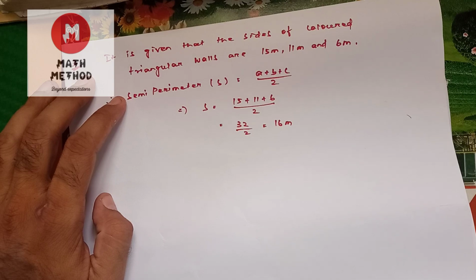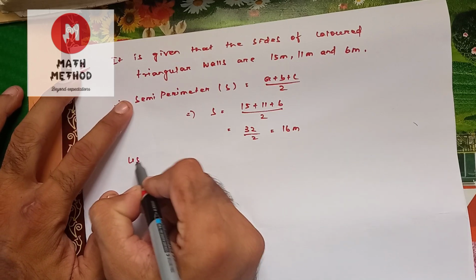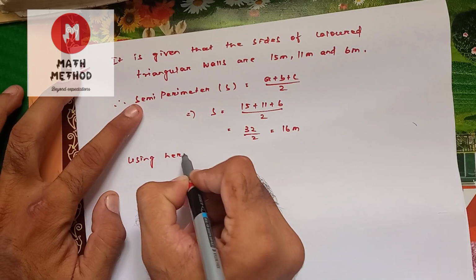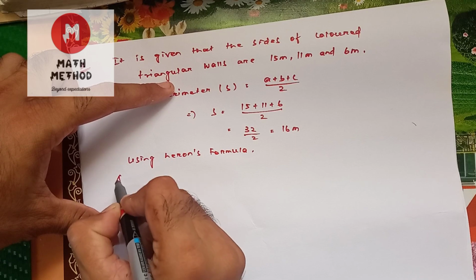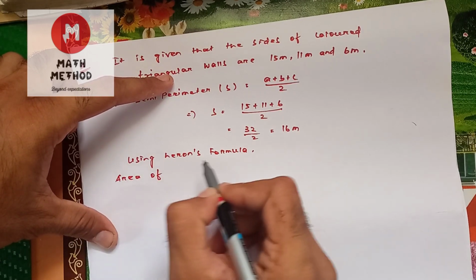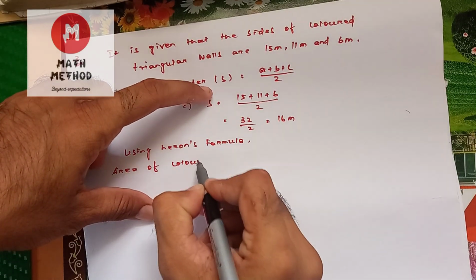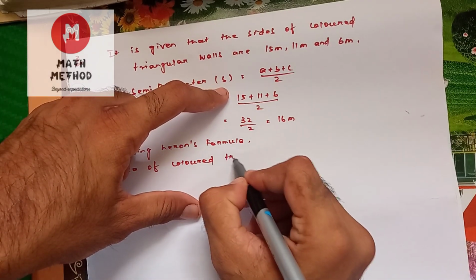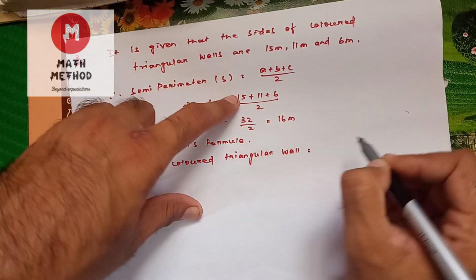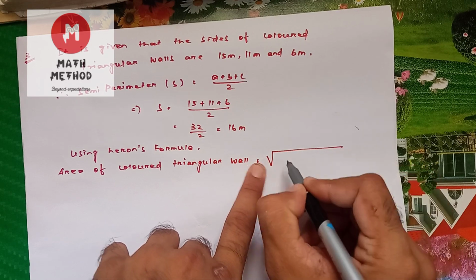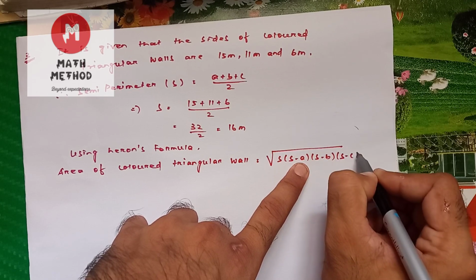Now we have to put using Heron's formula. Using Heron's formula, area of colored triangular wall is equal to root over S into (S minus A) into (S minus B) into (S minus C).